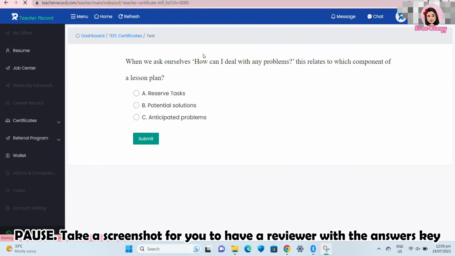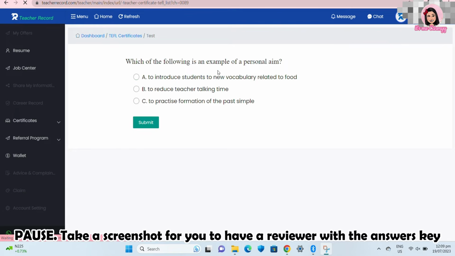When we ask ourselves, how can I deal with any problems? This relates to which components of a lesson plan, potential solutions. Which of the following is an example of a personal aim to reduce teacher talking time?